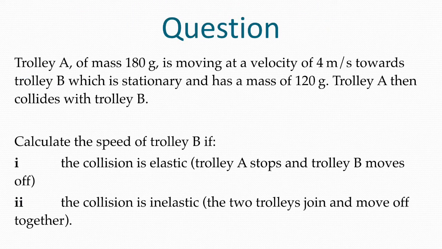Trolley A of mass 180 grams is moving at a velocity of 4 meters per second towards trolley B, which is stationary and has a mass of 120 grams. Trolley A then collides with trolley B. Find the speed of trolley B after the collision.